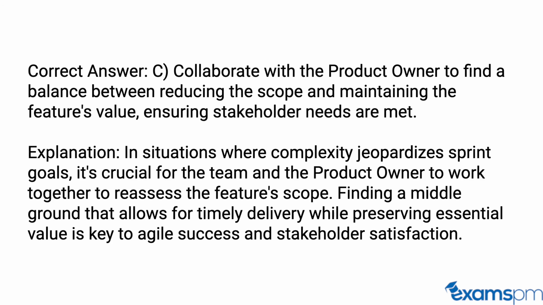Correct answer: C. Collaborate with the product owner to find a balance between reducing the scope and maintaining the feature's value, ensuring stakeholder needs are met. Explanation: In situations where complexity jeopardizes sprint goals, it's crucial for the team and the product owner to work together to reassess the feature's scope. Finding a middle ground that allows for timely delivery while preserving essential value is key to agile success and stakeholder satisfaction.